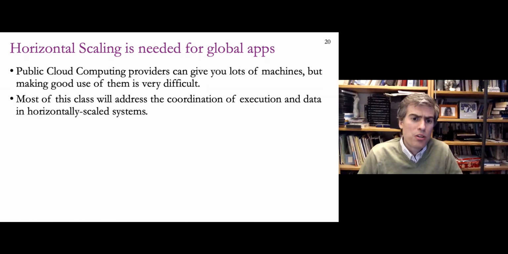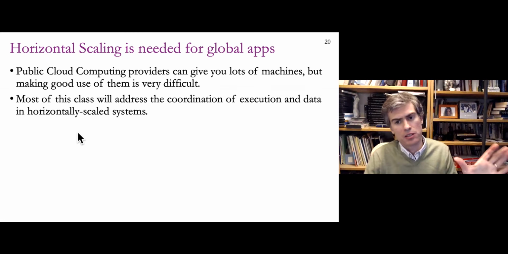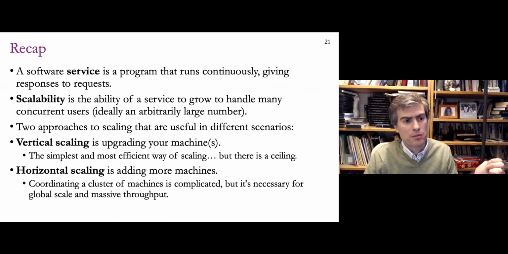Okay, so horizontal scaling is needed for global apps, for huge apps. Public cloud computing providers give you access to lots of machines, but you need to learn the techniques to make good use of those machines. It's actually quite difficult. And like I said, most of this class will address the coordination of execution and data that you need in those horizontally scaled systems to solve those really tough horizontal scaling problems.